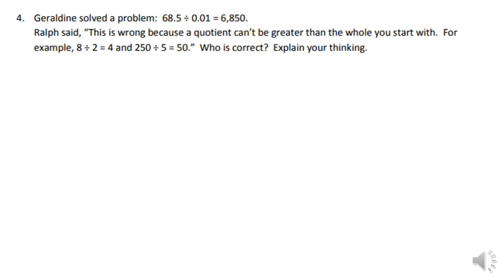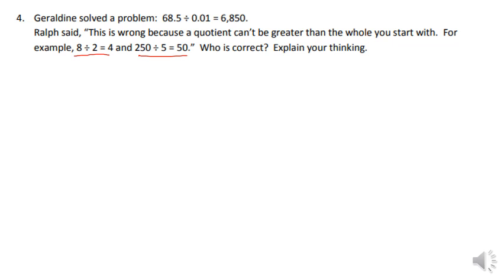Geraldine solved a problem. 68 and 5/10 divided by 100 equals 6,850. Ralph said this is wrong because a quotient can't be greater than the whole you start with. For example, 8 divided by 2 equals 4. 250 divided by 5 is 50. So who is correct? Well, we've done this a couple times now, and they use a specific example here why they thought Geraldine was incorrect.